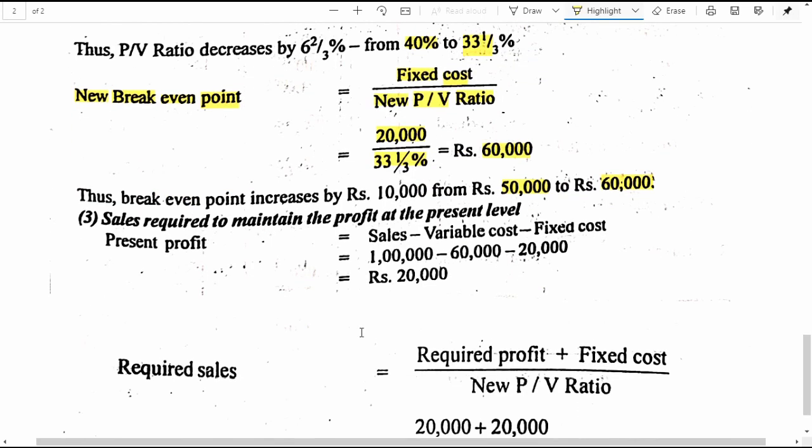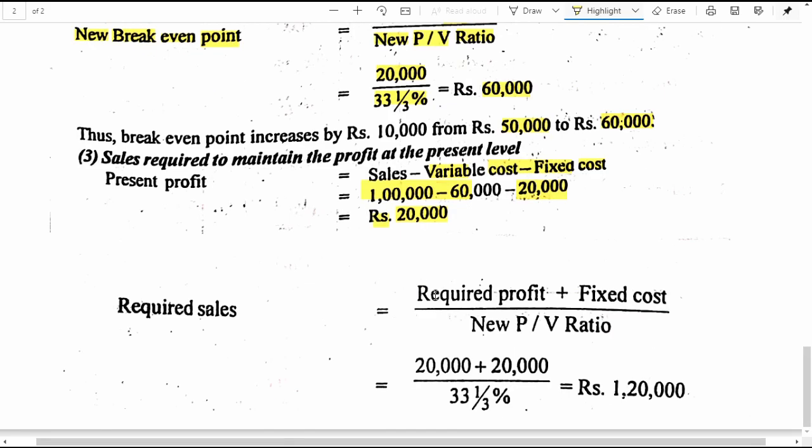Now, what is the sales required to maintain the profit at the present level? Present profit, sales minus total cost. Here total cost is not presented, but we are given with the two elements of total cost that are nothing but fixed cost and variable cost. Therefore, from the sales amounting to 1 lakh, if you subtract the variable cost of 60,000 and fixed cost of 20,000, we can come to know the profit. The profit is 20,000 rupees.